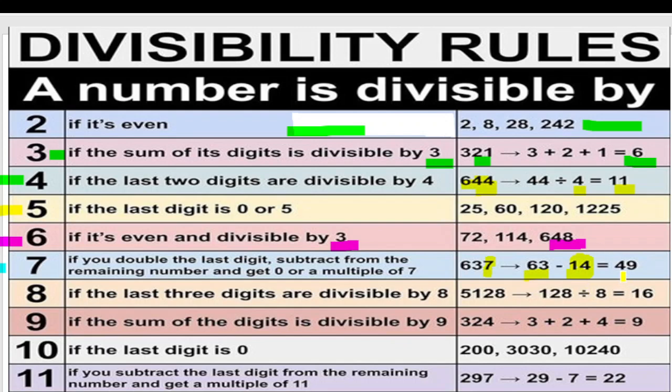63 minus 14 is equal to 49. So 7 sevens are 49. So 637 is divisible by 7.